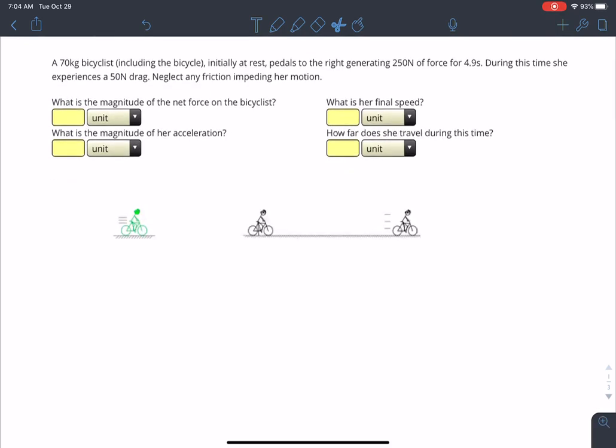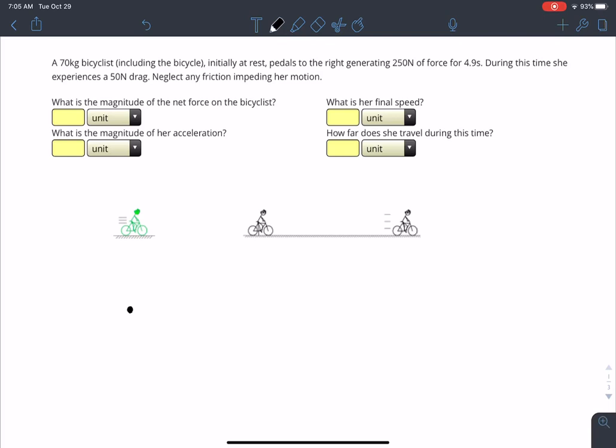A 70-kilogram bicyclist initially at rest pedals to the right, generating 250 newtons of force for 4.9 seconds. During this time, she experiences 50 newtons of drag. Neglect any friction impeding her motion. So first we need to figure out the magnitude of the net force, and then the magnitude of her acceleration. We're always going to begin these problems by drawing free body diagrams of the system.